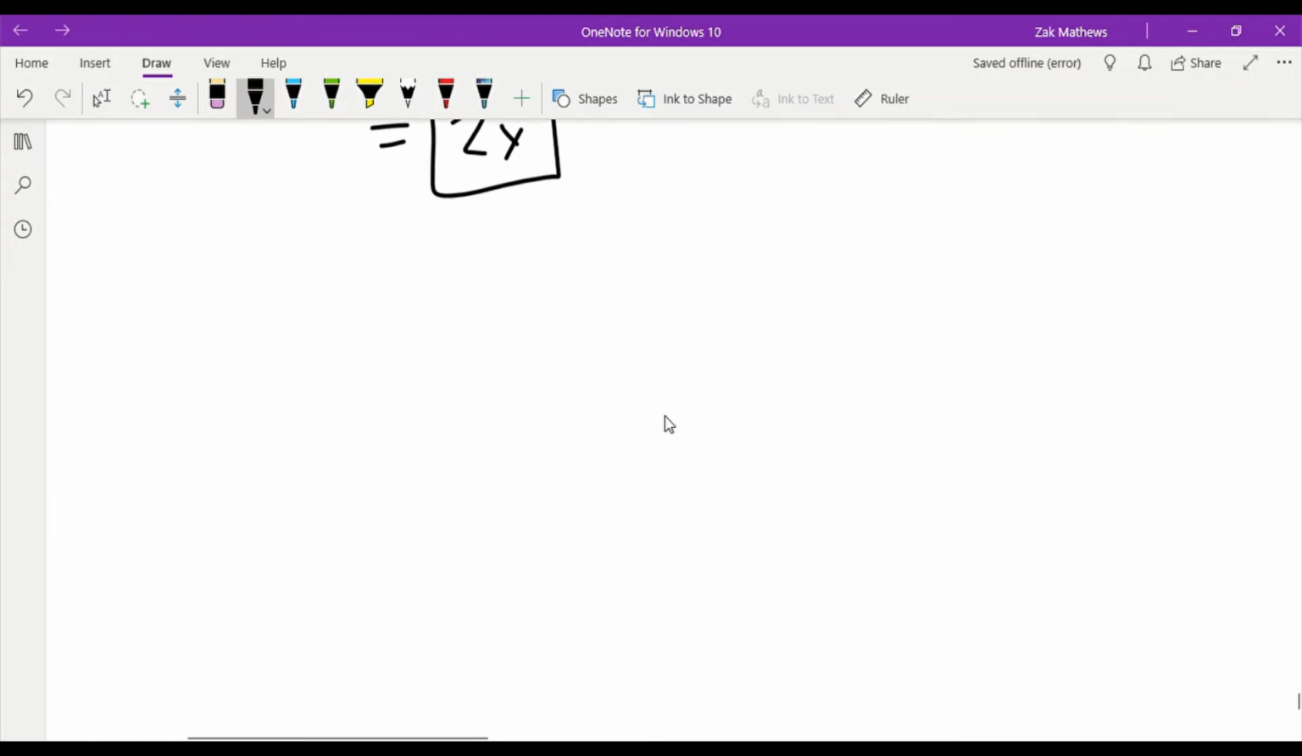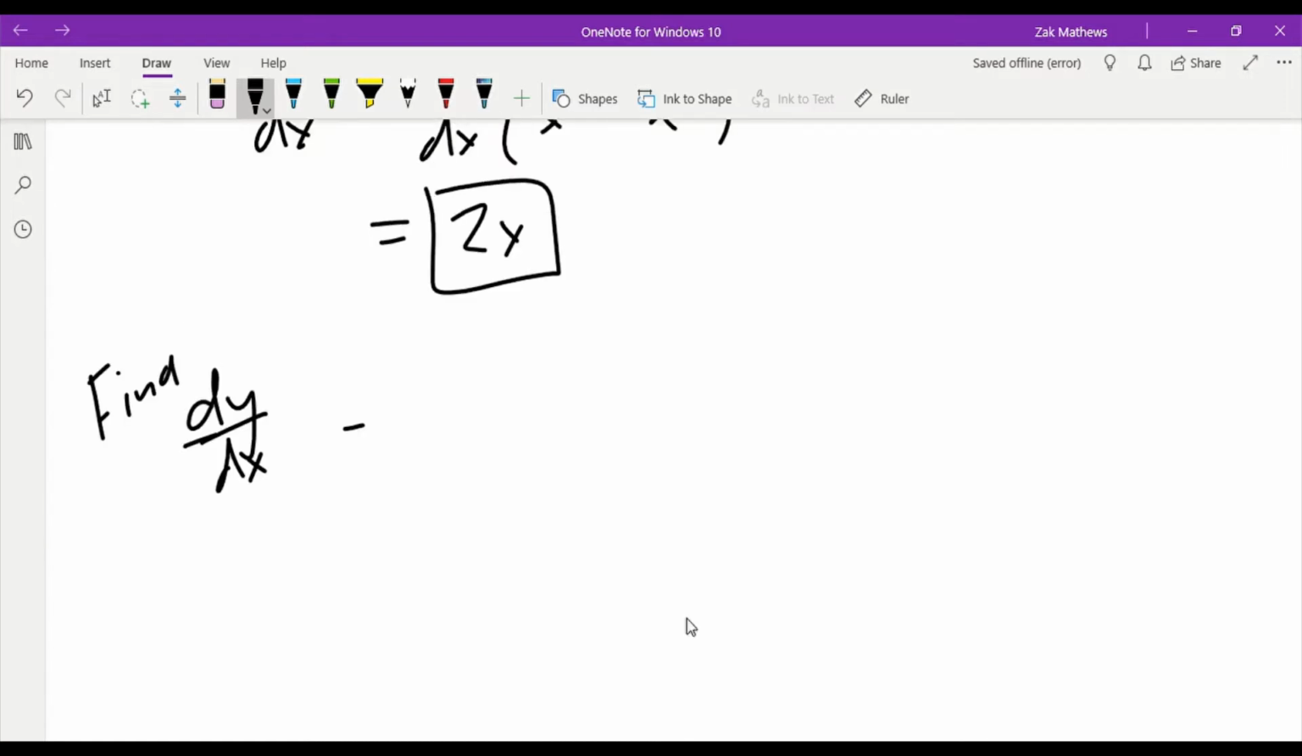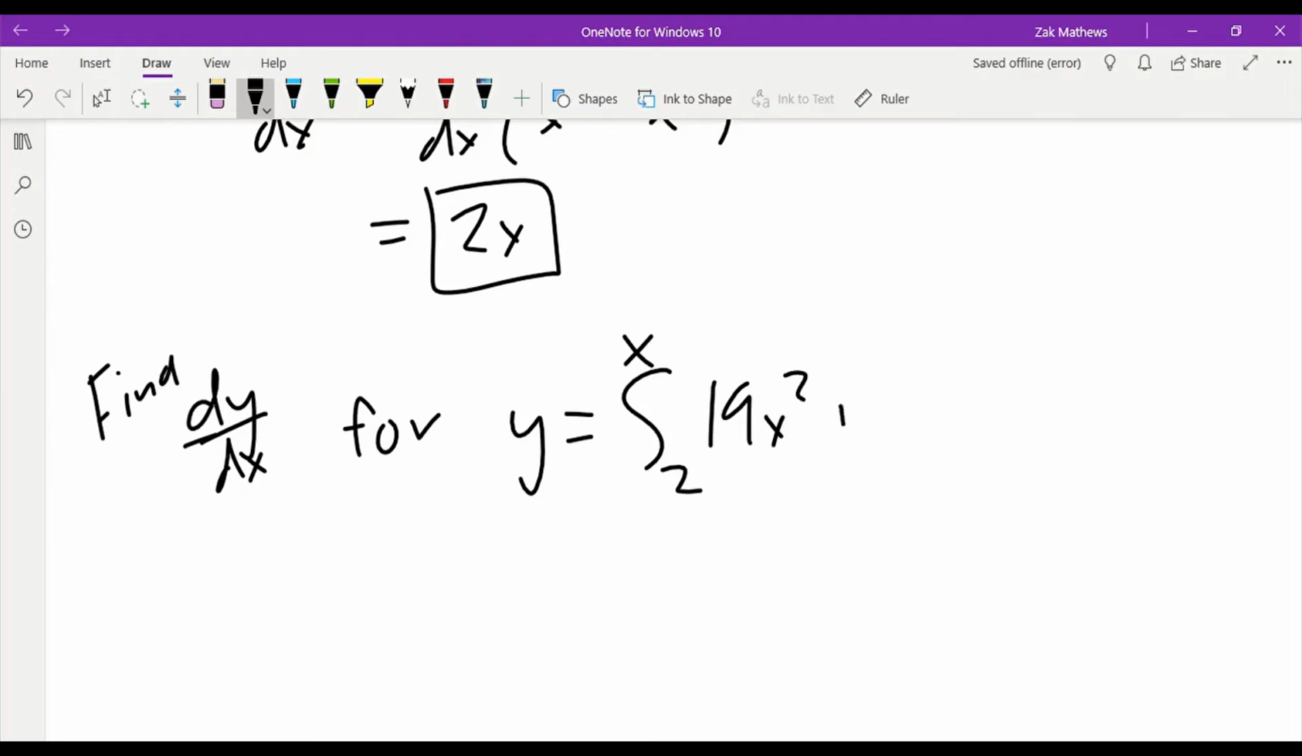So let's do this problem faster. Let's do a slightly different problem, but faster. Find dy dx for y is equal to the integral from 2 to x of 19x squared plus 5 sine x. They should be t's. Let me go back and fix those, because right now there should be a different variable if we're going to integrate with respect to x. So 19t squared plus 5 sine t times cosine t minus 1 dt.